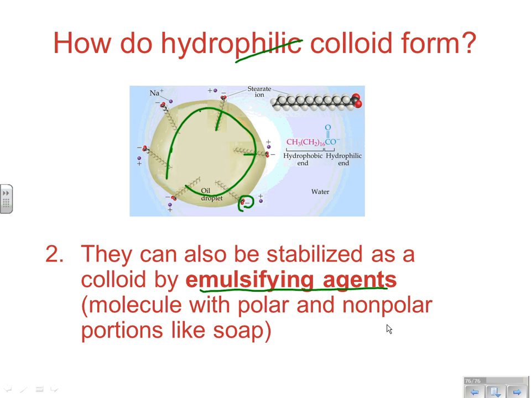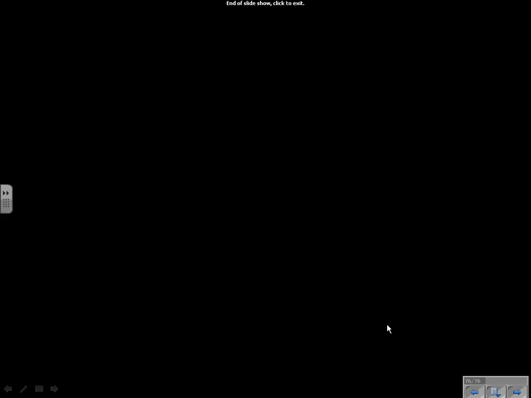So once again, our emulsifying agent, like soap in this case, is going to stabilize the colloid and allow it to stay in a small enough form to form a colloidal suspension and not become a complete suspension as the particles start to recombine and you end up with too large of a particle. And that officially finishes Chapter 13.